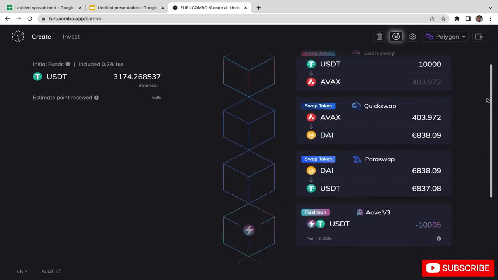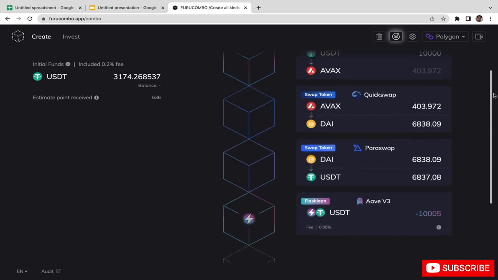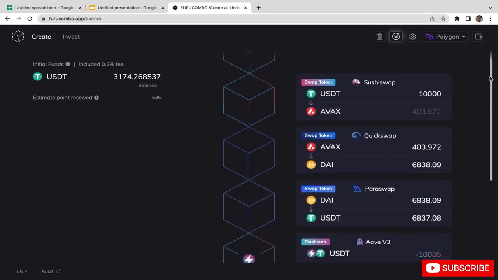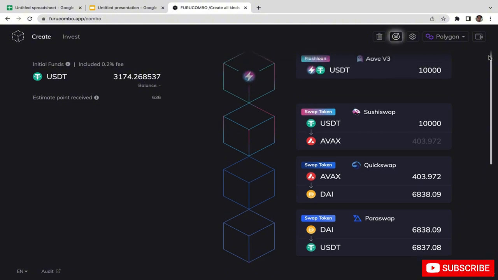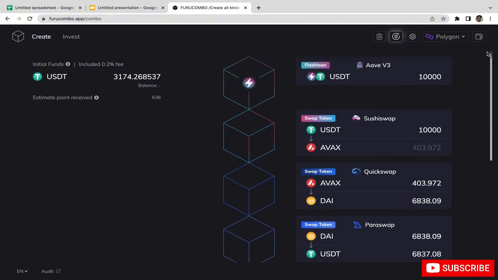Just spend time, play around with these cubes. You can add as many decentralized exchanges, as many coins as you want here on Furucombo. Just do your own experiment, okay?